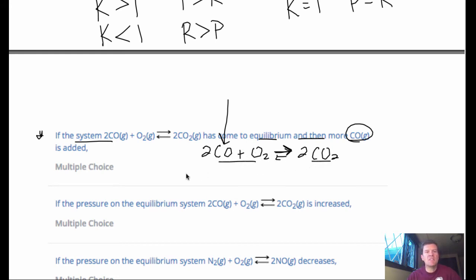So what's going to happen? You're going to have a forward shift until it gets back to that equilibrium constant, making more products and getting rid of some of that reactant, that CO that you added. Okay? So it's always going to shift away from the added or increased concentration. It's going to shift towards the decreased or removed concentration to try to replace it. It always shifts to try to undo part of what you're doing to it.